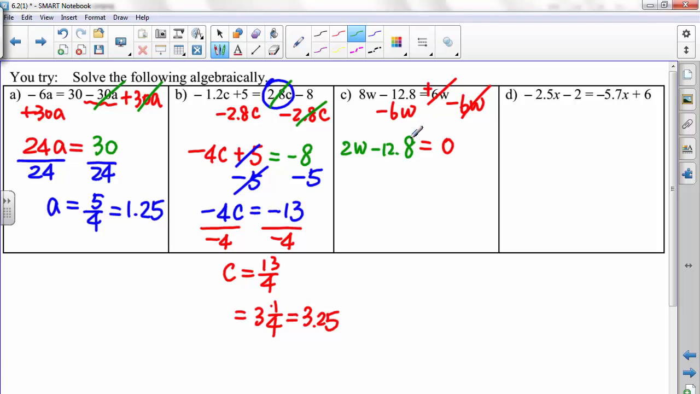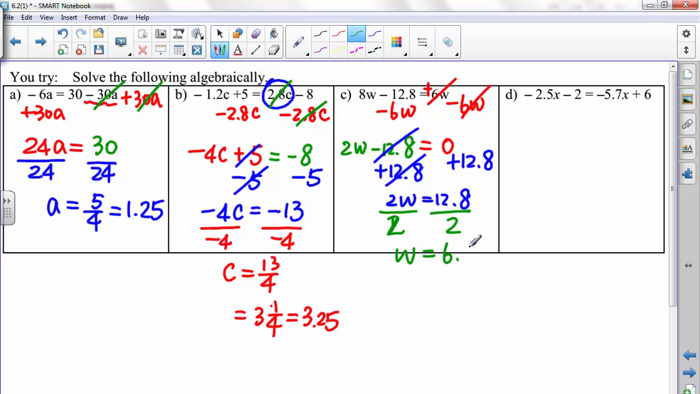Isolate negative 12.8 from 2W. I add 12.8 to both sides, in order to cancel, one positive, one negative. Then I have 2W equals 0 plus 12.8. It's 12.8. This one is the multiplication. If I want to find W, take the inverse, which is dividing. So divide both sides by 2. So W equals 6.4.